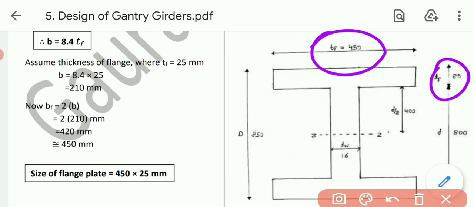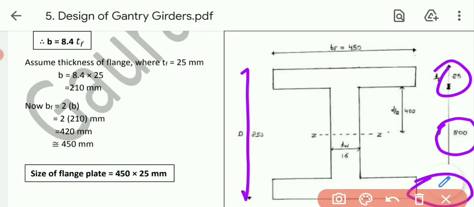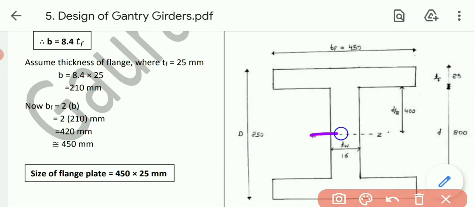450 and 25, that is this one. Okay, so now the overall depth of the section, that is this one is 800, this one is 25, over here 25. So ultimately capital D will be 850. Okay, then we need to take moment over central z axis also in the coming steps.